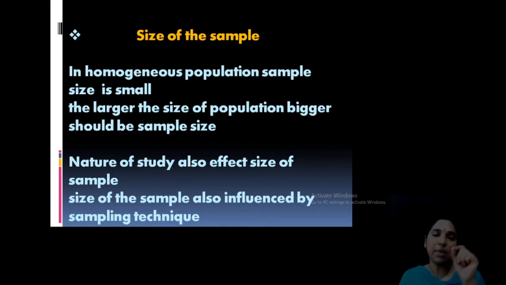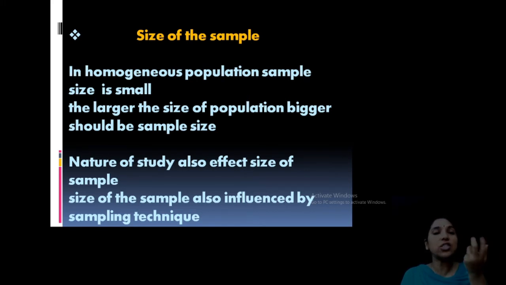So what do you mean by sample size? It means the number of items that we are taking for study. That is sample size. Okay, so the larger the size of the population, the bigger the sample size should be. Understood? So in a homogeneous population, no need to take a large number of samples. Clear? A small number is enough.